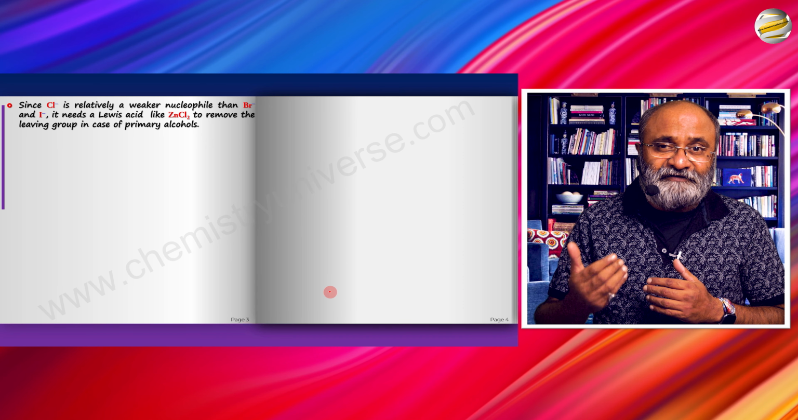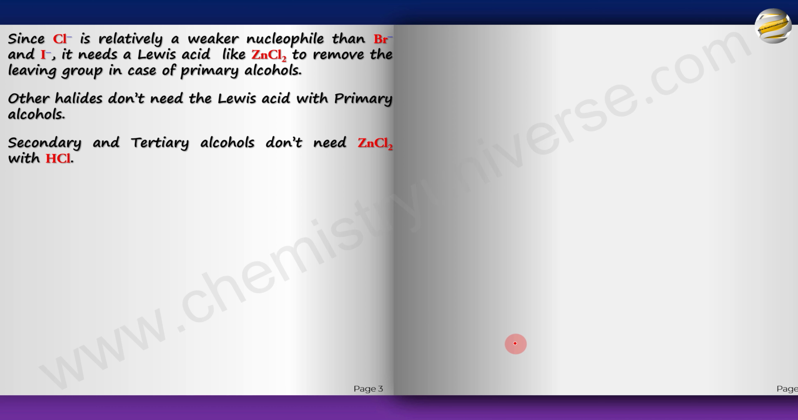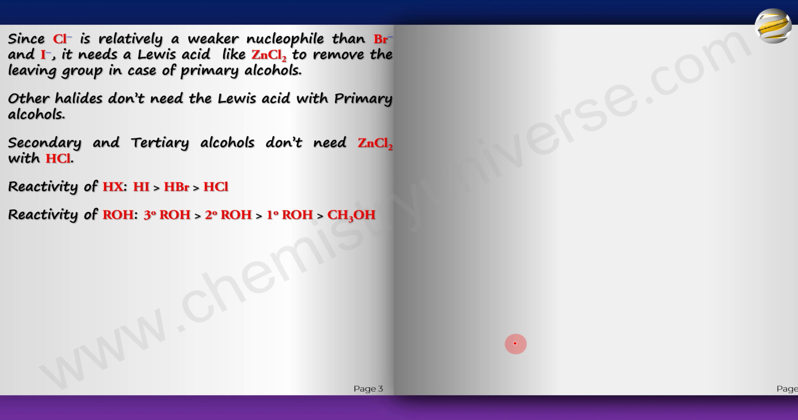Okay. Now, other halides don't need the Lewis acid even with primary alcohols. Whereas secondary and tertiary alcohols don't need zinc chloride with HCl at all. So remember, secondary and tertiary don't need zinc chloride, only the primary does. And no other halide, whether it is primary, secondary or tertiary, needs zinc chloride. So the reactivity of HX is very simple based on the nucleophilic ability. And the reactivity of alcohol, as I said, SN1 is always faster.